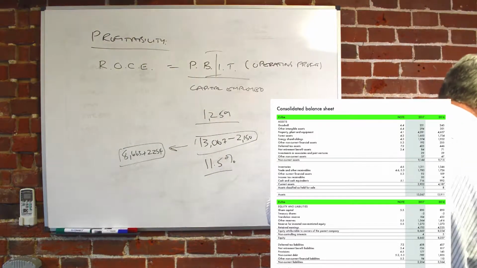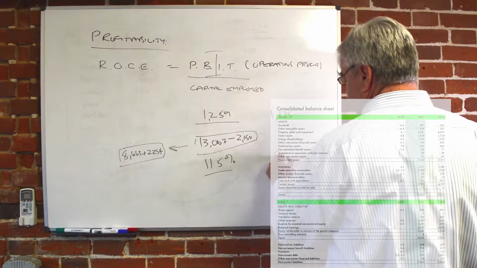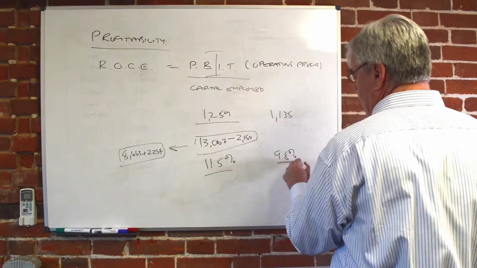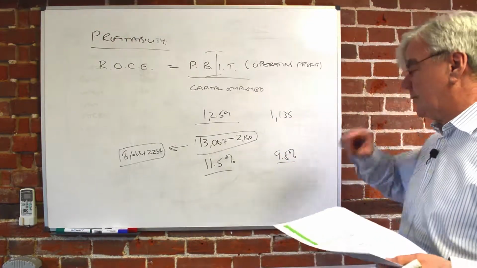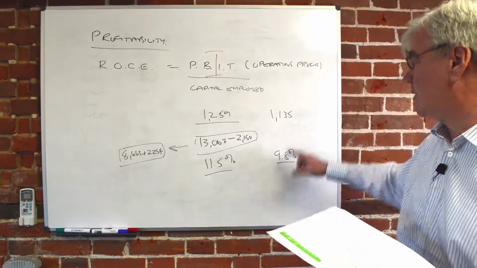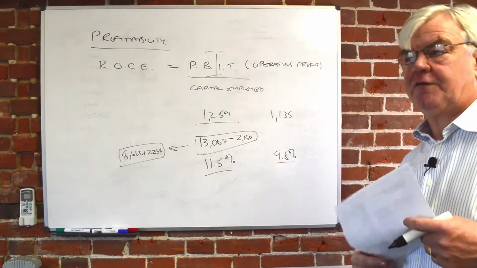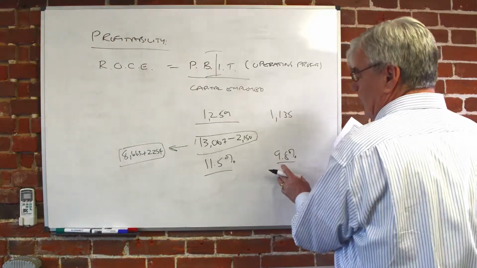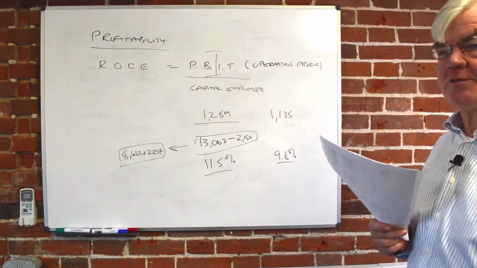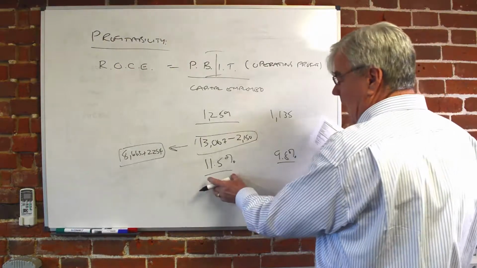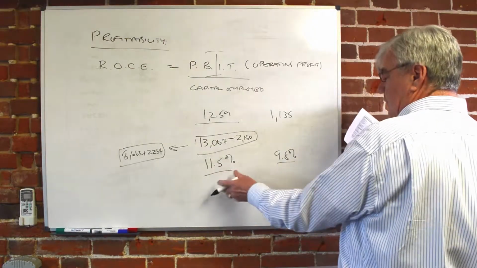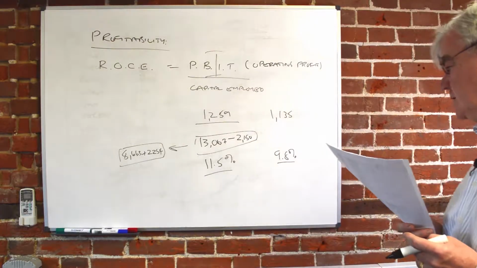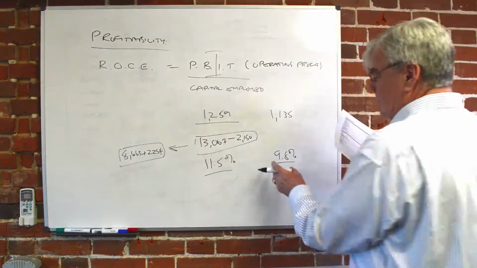And if we use the figures for the previous year, 9.8, you can work that out yourselves. So 9.8 is the previous return on capital employed, the previous year. So your financial analysis is clearly going to comment that the return on capital employed has improved over this period. We are now making a higher profit on the investment that we have in our operating assets within the company. So this is an improvement.